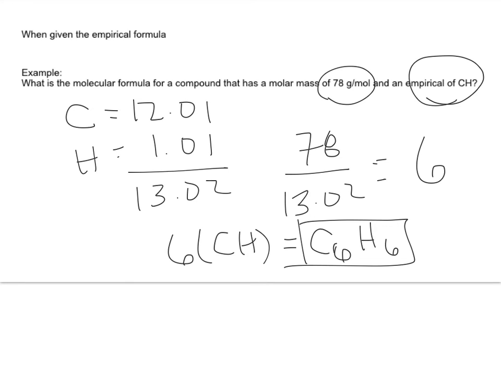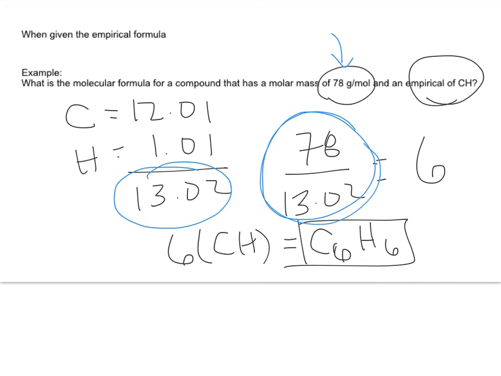I think probably one of the hardest things in these is still being able to calculate your empirical formula. And you have to remember that when you do this division, the given molar mass has to be in the numerator. The molar mass of your empirical formula, right here, always goes in the denominator. Okay? I think that's it.